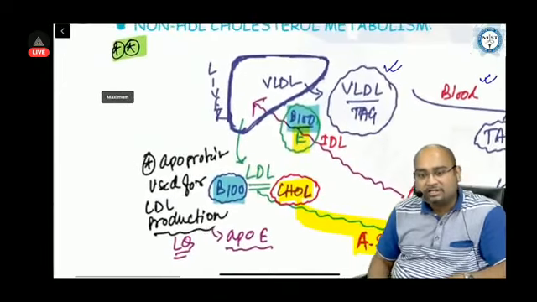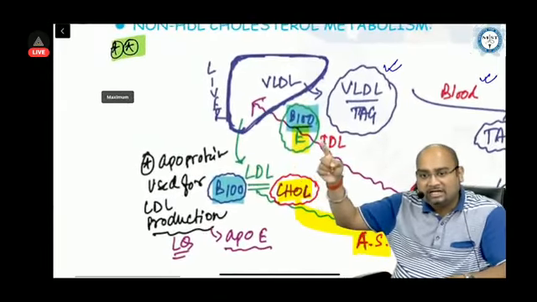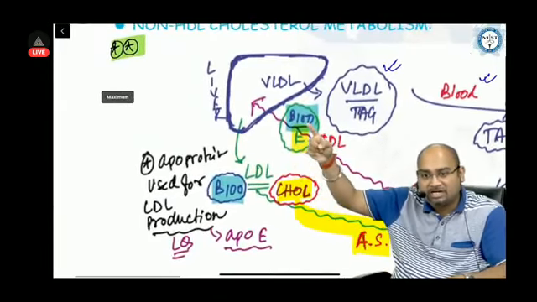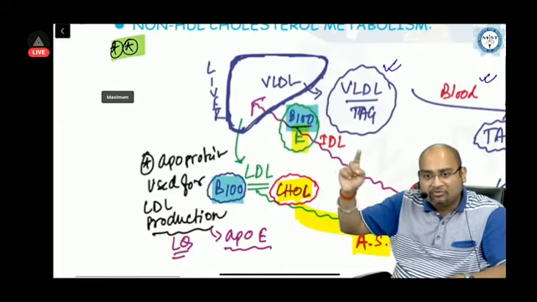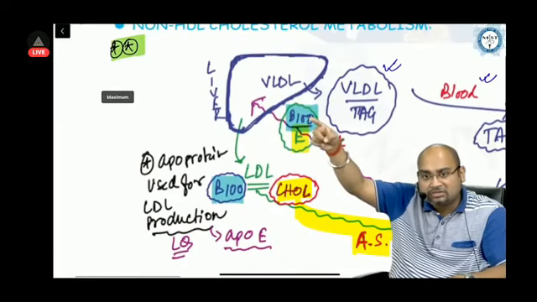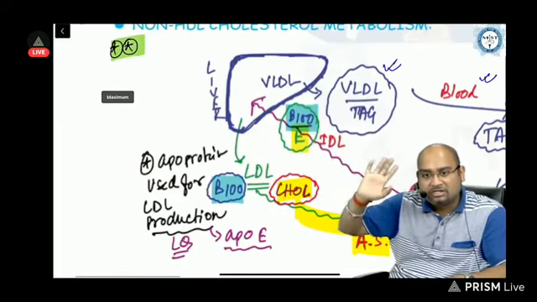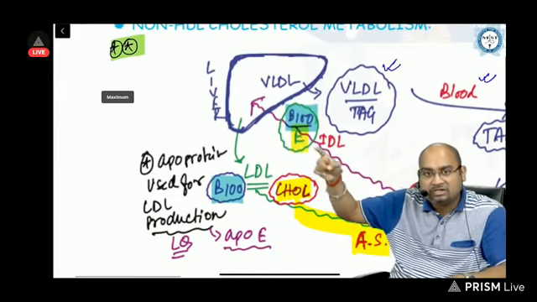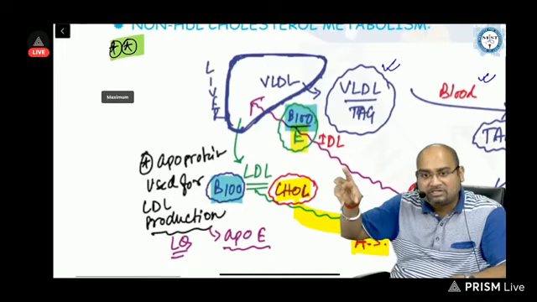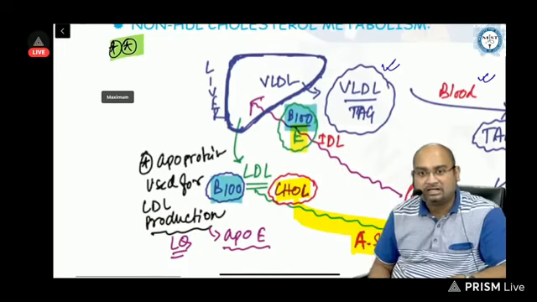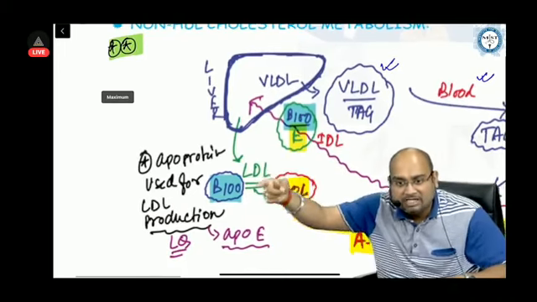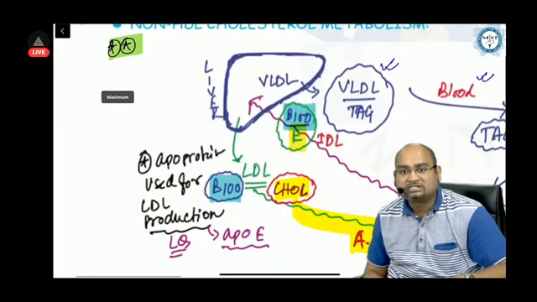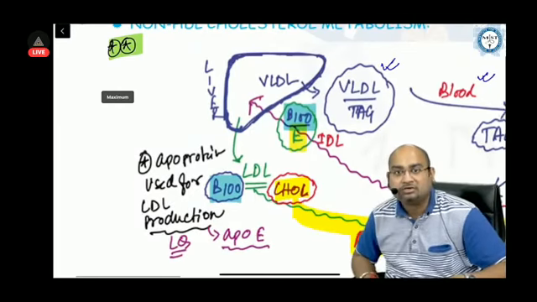Important point, beta: at this particular point IDL has two protein parts, B100 and ApoE. Whenever this IDL enters the liver, please try to understand, this ApoE part is utilized as a receptor for the capture of the IDL, and the remaining part comes out of the liver as LDL, carrying B100.